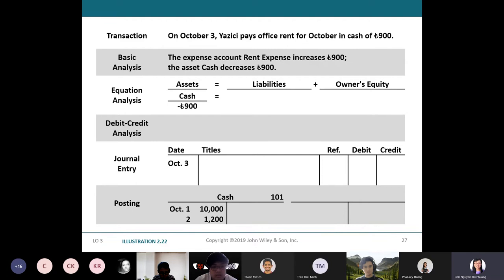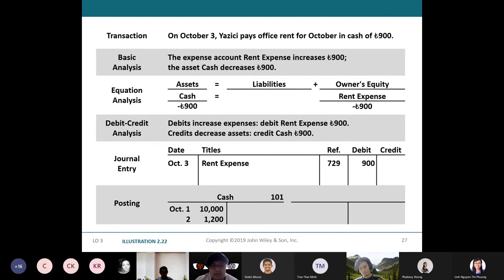Yes, when rent expense increase, owner equity will decrease. Okay, Min, so how can I record this transaction? When rent expense increase, expense increase. We debit or credit, Min? Debit. Debit, how much? 900. 900, good. And what do we credit? Cash, 900. Good, because cash is an asset, and when assets decrease, we credit it. So credit cash 900 and debit rent expense 900.